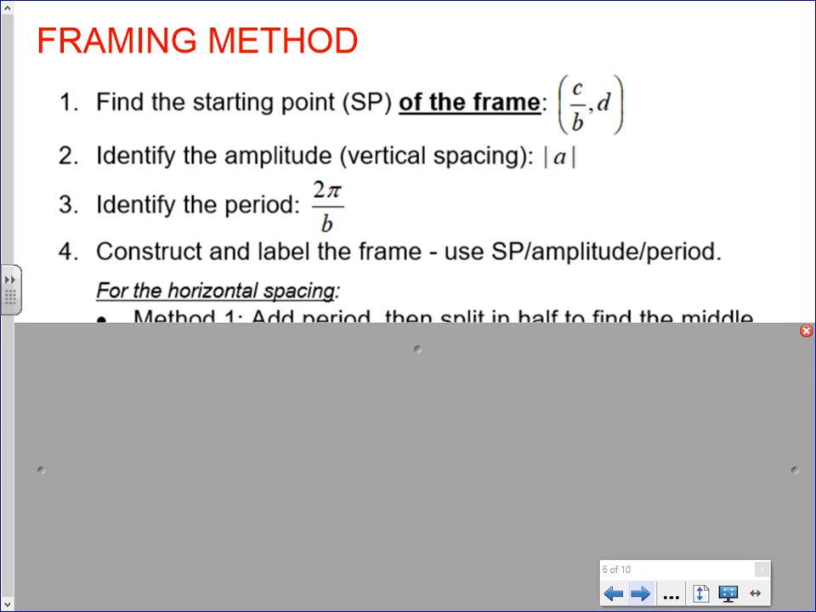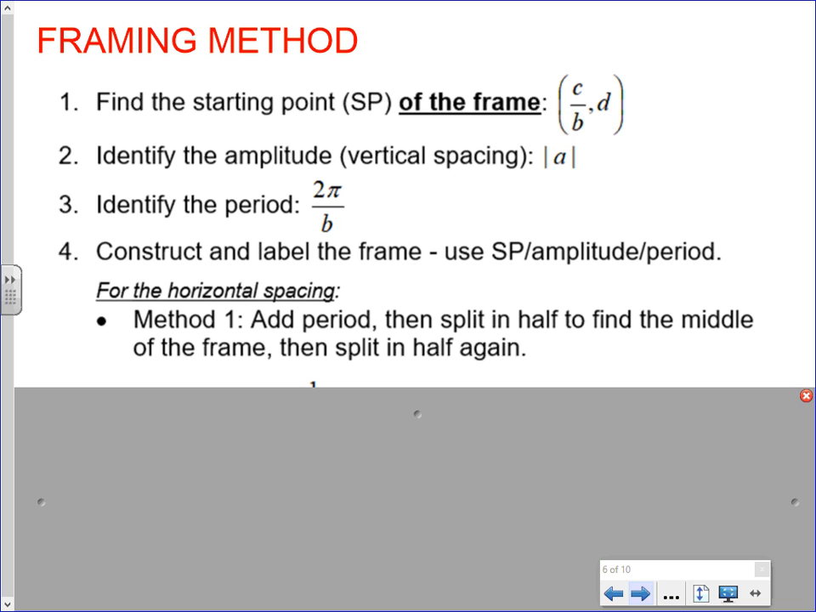The method that I'm going to use is we'll have our starting point. We're going to add our period to figure out where we stop. We're going to cut in half, and then we're going to take those 2 halves and cut them in half. And I'm going to go through with you how to do that.